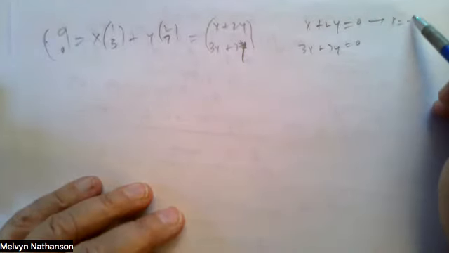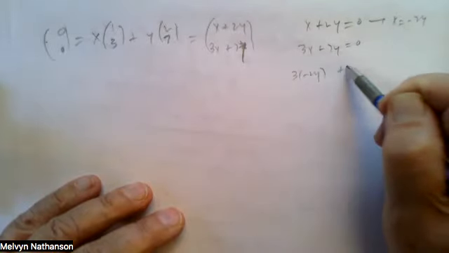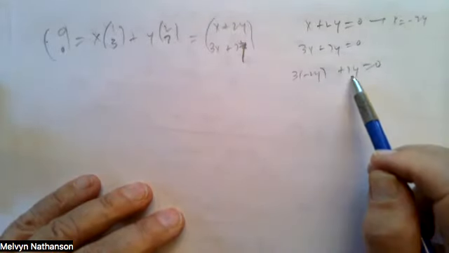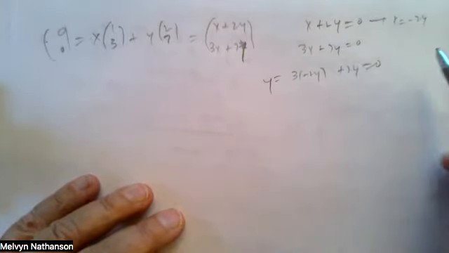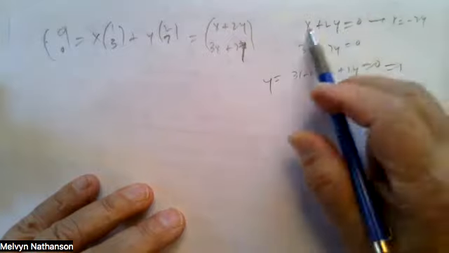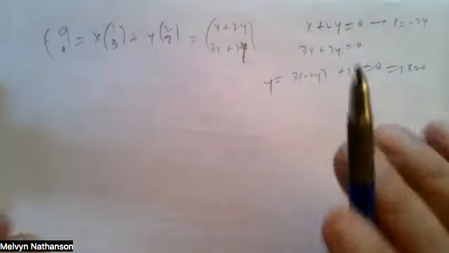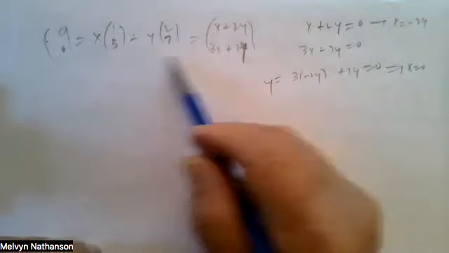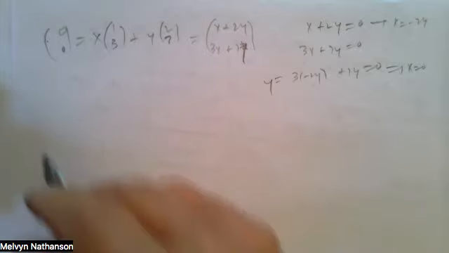This says x is minus 2y. If you plug that in here, 3 times minus 2y plus 7y is 0. But this is 7y minus 6y. This is y. So y is 0. And if y is 0, x is 0. So these two vectors are linearly independent, and so F is also a basis.